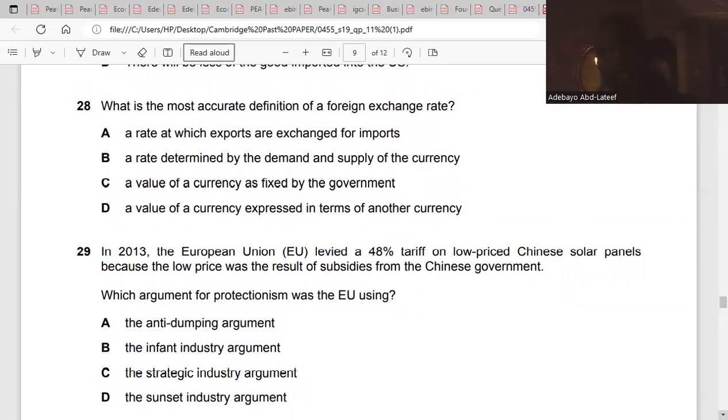28. What is the most accurate definition of foreign exchange rate? So when you talk about the foreign exchange rate, it is the value of a country's currency expressed in terms of other currencies. So the answer is D.